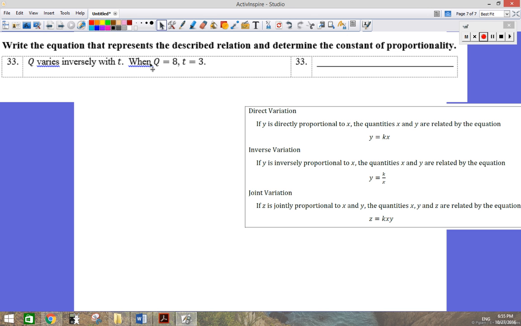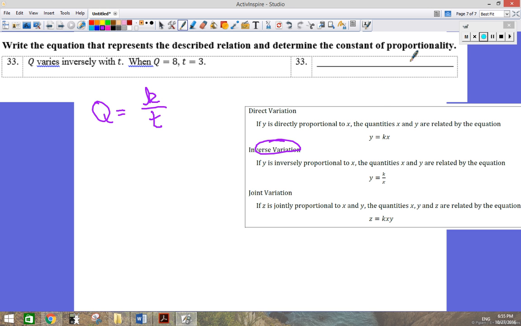Alright, so let's take a look at problem number 33. It says q varies inversely. When I see inverse, I think division. So I've got q, k, and then inversely with t. So there's the equation that they want, but now they want more than that.